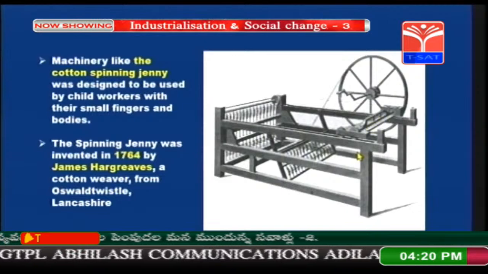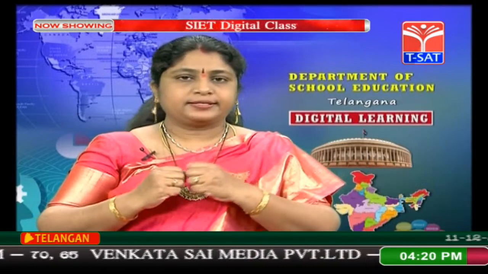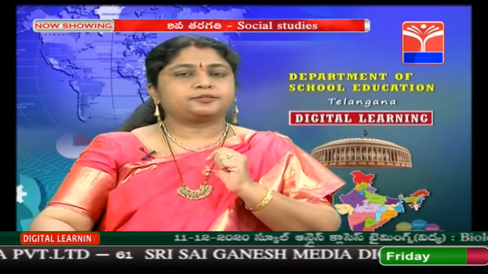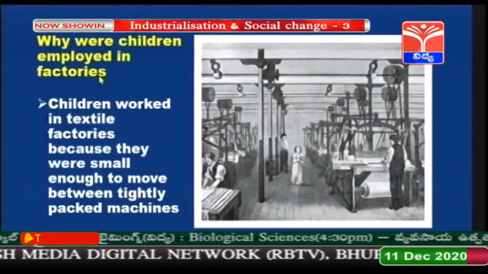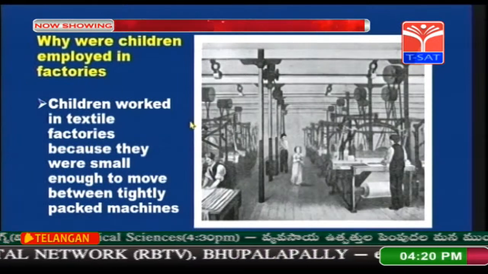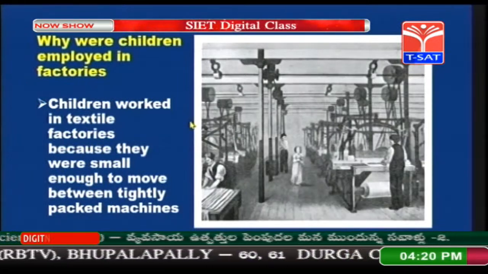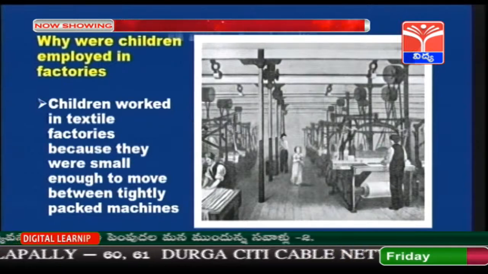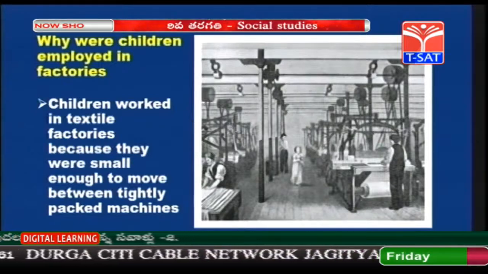So why did he invent this machine? So that small children can do the work on this machine easily, right? The small children, their fingers are very small, the bodies are very small, isn't it? So for their convenience, he had invented the spinning jenny. Why were children employed in factories? Can you tell me why? What could be the benefit for these factory owners?